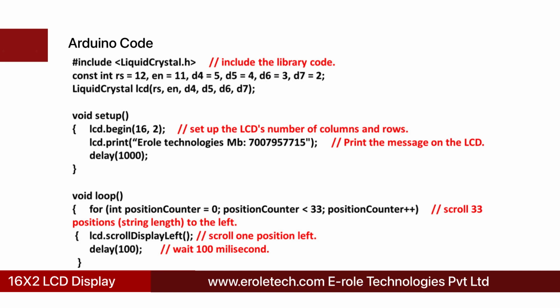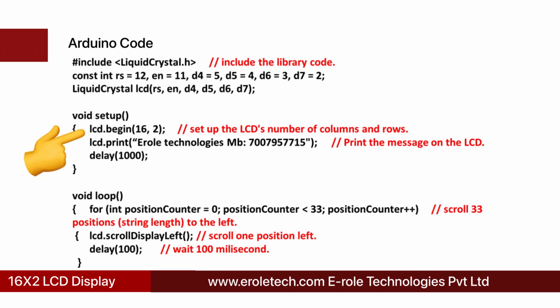To control the LCD display, we will first include its library in the program. To include the library, we will write in the first line, #include <LiquidCrystal.h>. Then we will declare the name of the used pins, in the sequence of RS, enable, D4, D5, D6, and D7. We have connected RS pin of LCD with pin number 12 of Arduino, D7 of LCD with pin number 2 of Arduino.